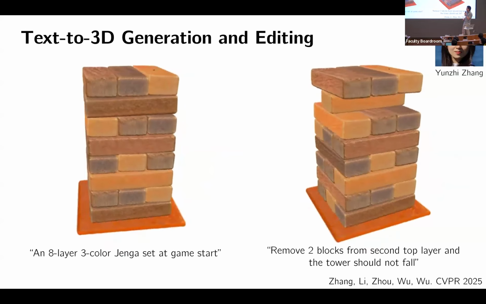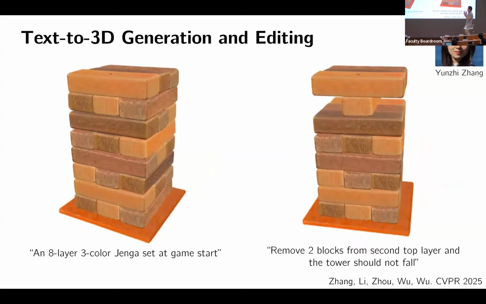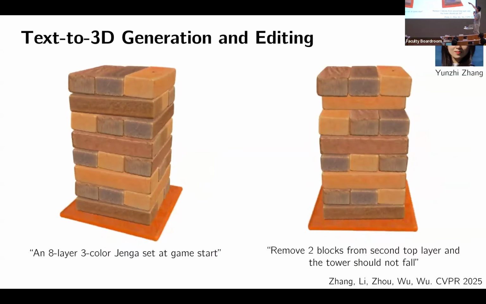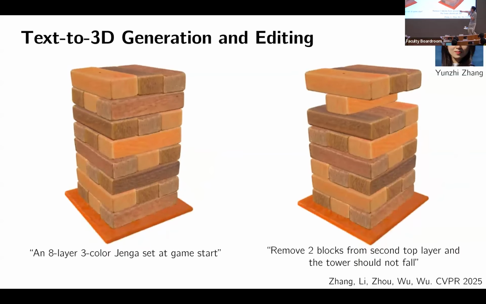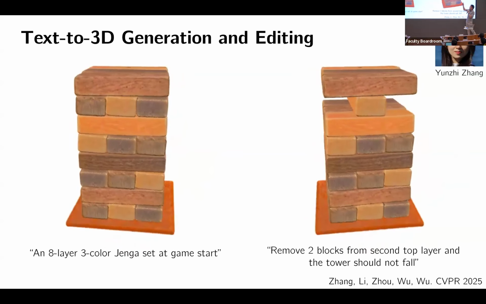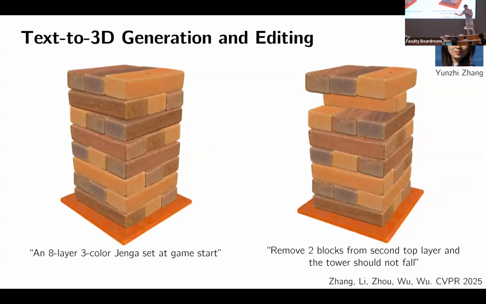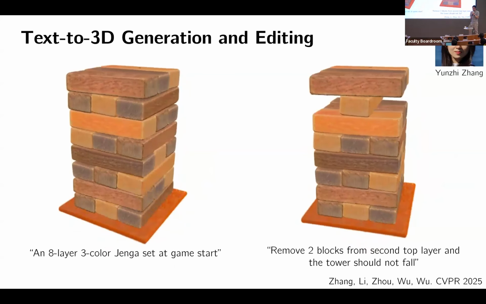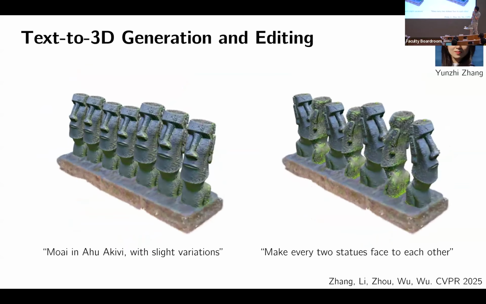As well as I can generate an 8-layer, 3-color Jenga game at game start. I can remove 2 blocks from the second top layer, and the tower should not fall, right? So they all specify different distributions of possible edits in different spaces, either in the embeddings or in the programs or in the words.